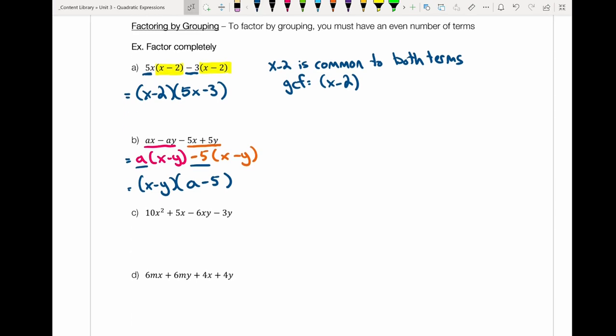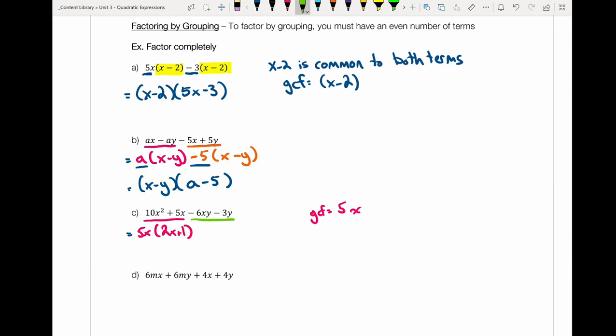In C, again, we're going to do the same thing. We're going to look at each part separately. If I look at the first part, is there anything that I can common factor here? Well, 10x squared plus 5x. Here, for the greatest common factor of the red part, the greatest variable is x. The greatest coefficient is 5. So I'm going to have 5x on the outside, and inside 2x plus 1.